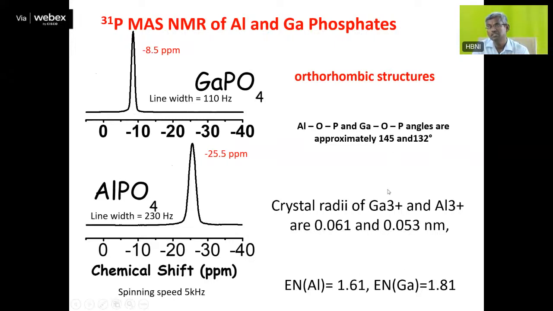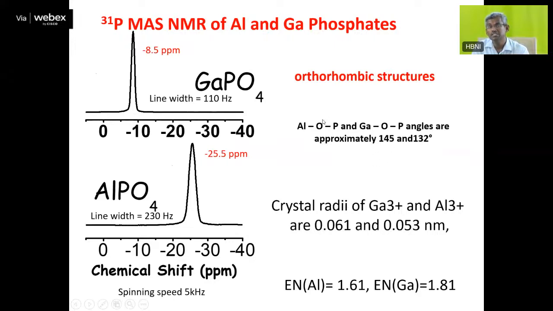Electronegativity, there is a difference. And also, there is a difference in the bond angle. You see here, the aluminium oxygen phosphorus bond angle is almost 145 degree, and the gallium oxygen phosphorus bond angle is 132 degree. So here the bond angle is less, and here the bond angle is more.